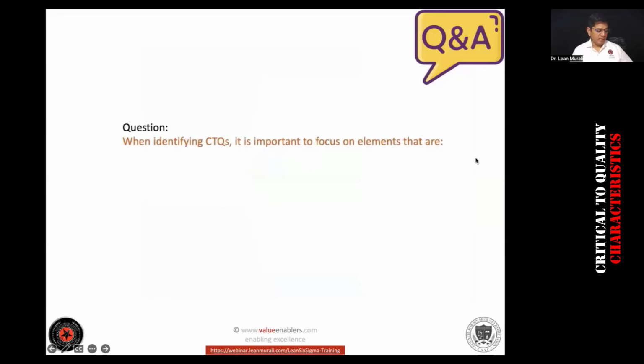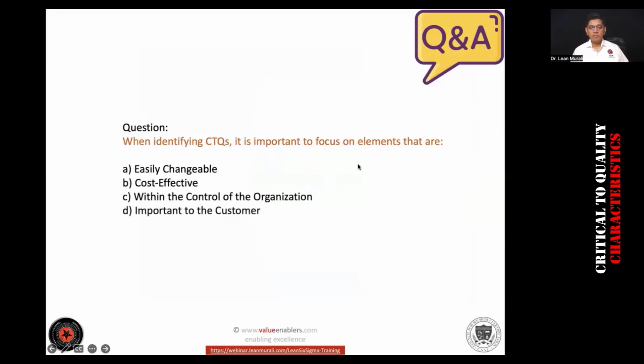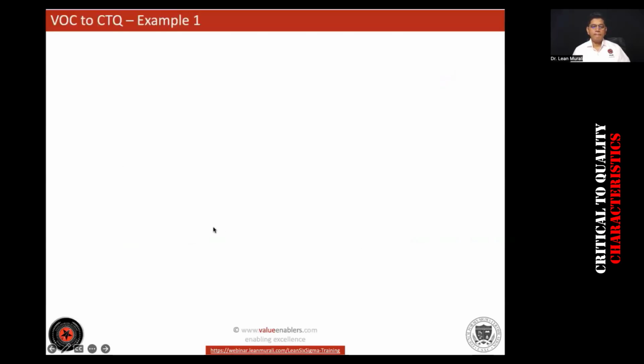When identifying CTQs critical to quality, it is important to focus on elements that are easily changeable, cost effective, within the control of organization, important to customer. Looks like an obvious answer, right? Yes, that's the right answer. B is the right answer.